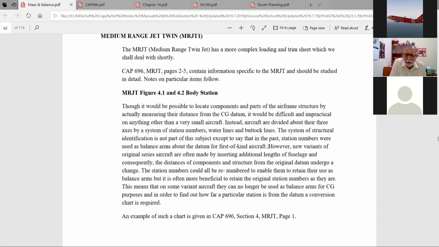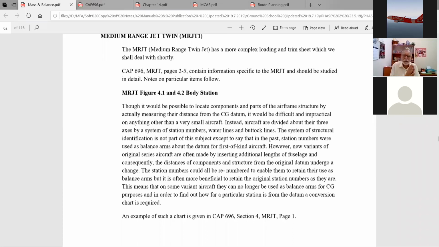So here it says, however, new variants of original series aircraft are often made by inserting additional lengths of fuselage, and consequently the distances of components and structure from the original datum undergo a change. So if you have an aircraft, I want you to visualize, and the aircraft has to be extended. So what happens is the aircraft is cut in the center and a portion added. So 10 seats are added there. So the nose moves forward and the tail moves back and a new portion is added in the center.